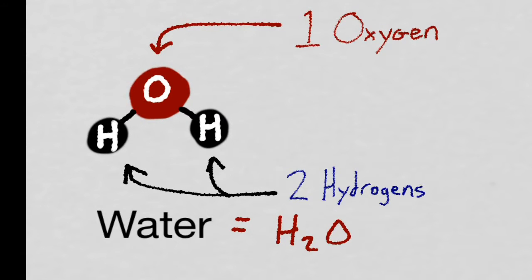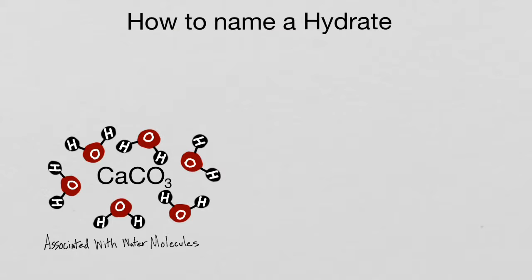Now, a hydrate is associated with water molecules. So what that means is it has water molecules that are surrounding it. Now, a hydrate may look something like this. Calcium carbonate, you'll see here that there's this dot and then a number followed by H2O. So this tells us how many waters are associated with this particular molecule.